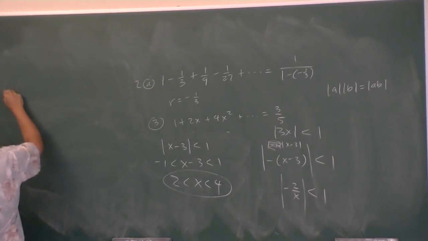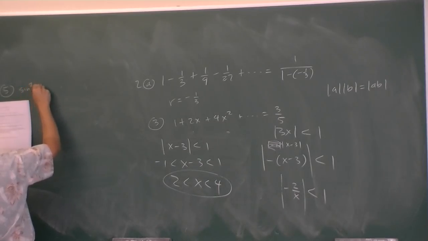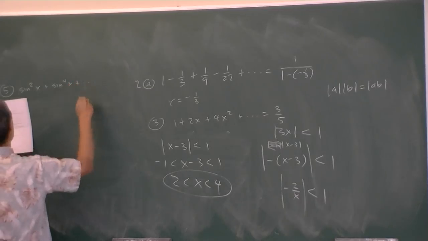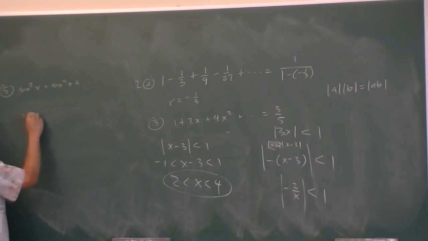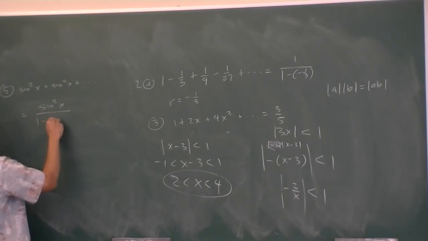Number 5, okay, this is very puzzling. I am befuddled. I'm not gonna write out the whole thing, you have it on your paper. Is this a geometric series? Yes. What's the common ratio? What do I have to keep multiplying by? Sine squared x. So how do you find the sum of an infinite geometric series? First term over 1 minus r.